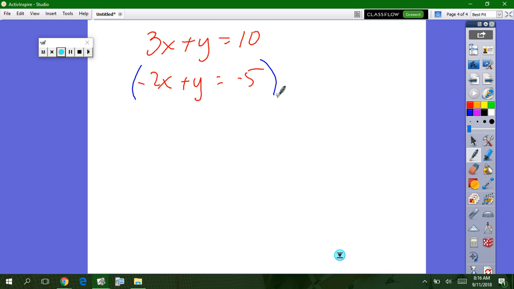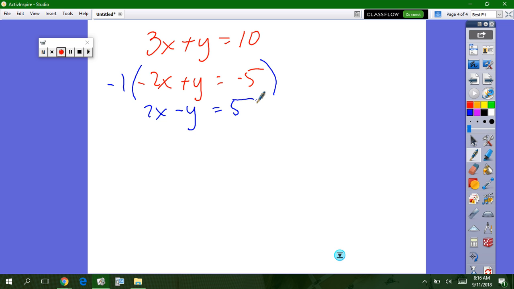I'm going to times the whole thing by -1. Does that change the value of my equation by multiplying by -1? Well, it doesn't change, it's an equivalent expression, I should say, right? Or equivalent equation. You guys agree with me on that? So when I do so, I get 2x minus y equals 5. You guys all agree that that's the same? Okay.